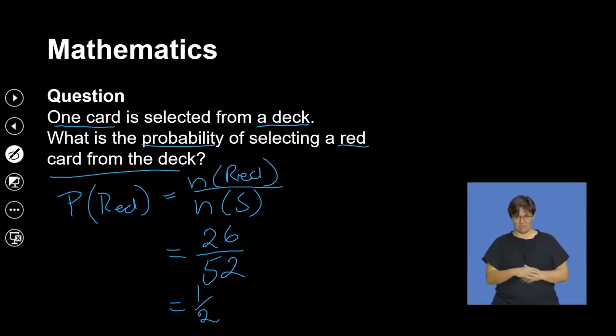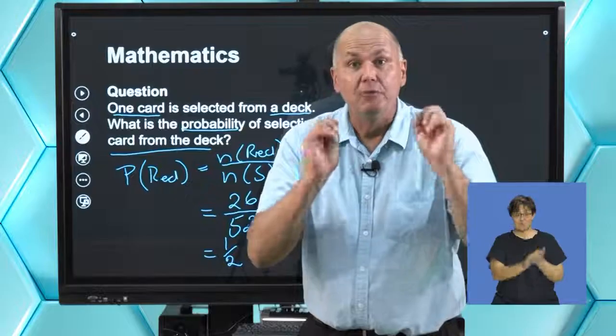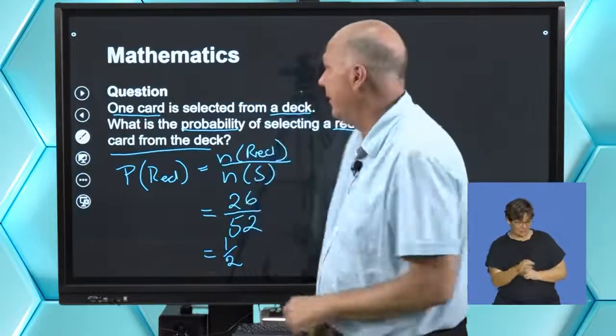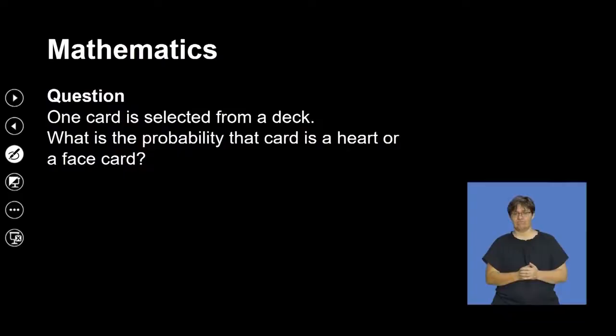That was easy, and I'm sure you've got it. I'm sure you're with it. Let's step it up a level. Let's ask our next question. So we're told that one card is selected from the deck. What is the probability the card is a heart or a face card?